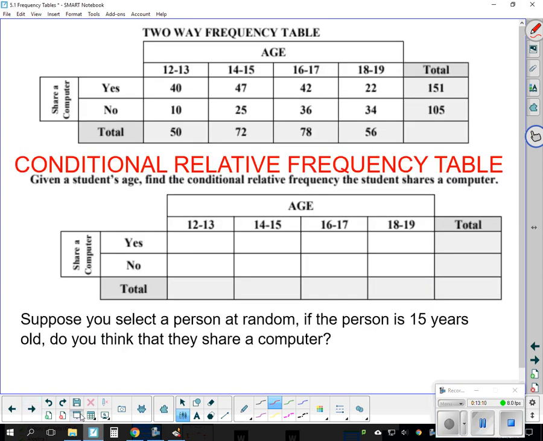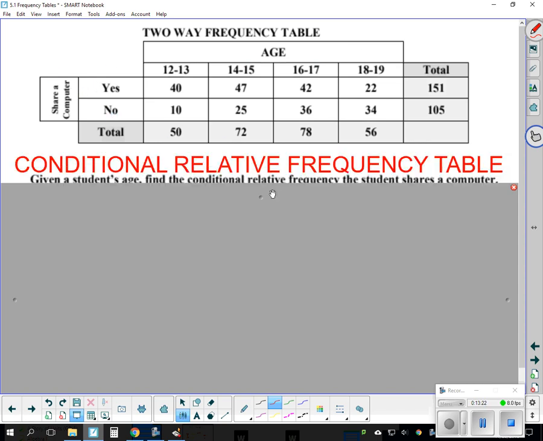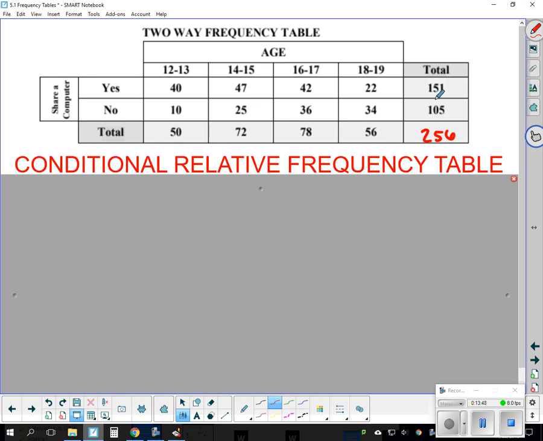Okay, next up, here's a new two-way frequency table, talking about different age groups and whether they share a computer or not. Now we're going to do conditional relative frequency. First we started with just frequency tables, which is just the raw data right in the table. Then we went to relative frequency, and that just changes all of these into decimals, which are found by dividing your raw data by your total number. In this case, your total would be 256, and you could check it by adding both ways. Both this row and this column should add up to 256.